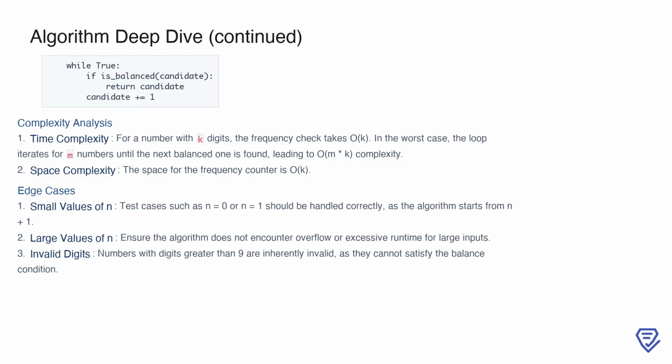Several edge cases need to be considered. For small values of n, such as 0 or 1, the algorithm must handle these correctly since the search begins at n+1. For large values of n, the algorithm should avoid overflow and excessive runtime. Lastly, numbers with digits greater than 9 are inherently invalid, as these cannot meet the balance condition. Handling these scenarios ensures the algorithm is robust and produces accurate results across a wide range of inputs.